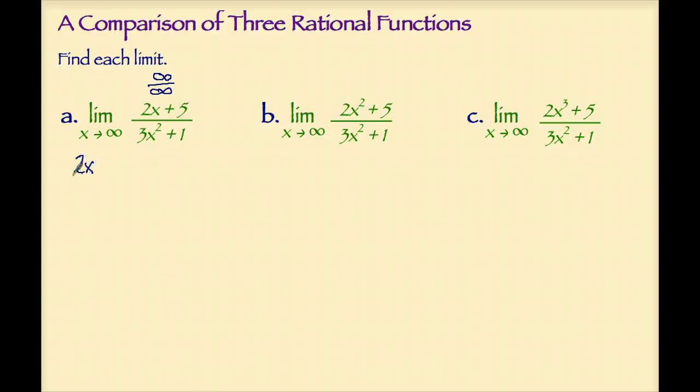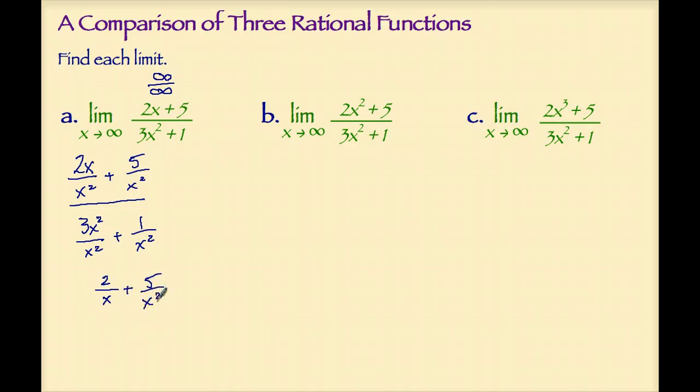So this is going to be 2x over x squared plus 5 over x squared, over 3x squared over x squared plus 1 over x squared. Simplifying gives me (2 over x plus 5 over x squared) over (3 plus 1 over x squared). Now let's attempt to take the limit since we've rewritten this function.